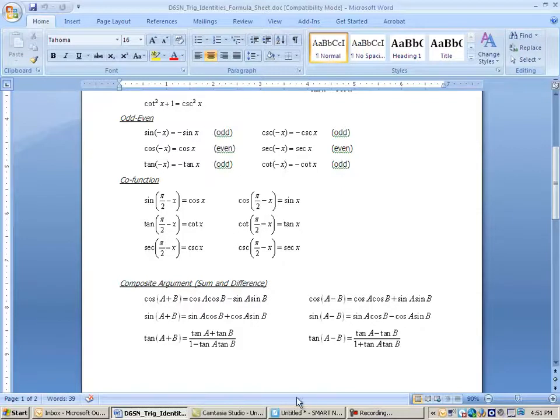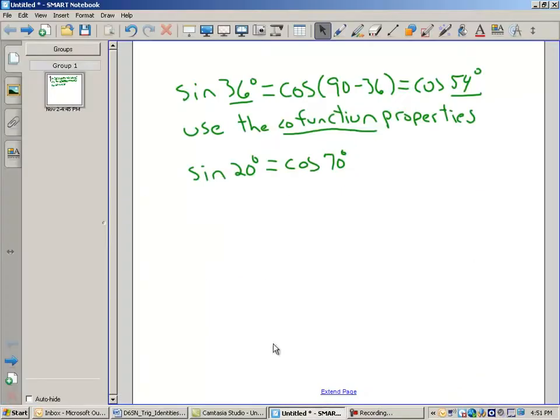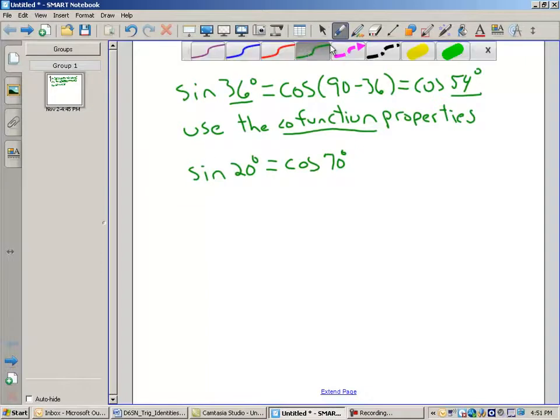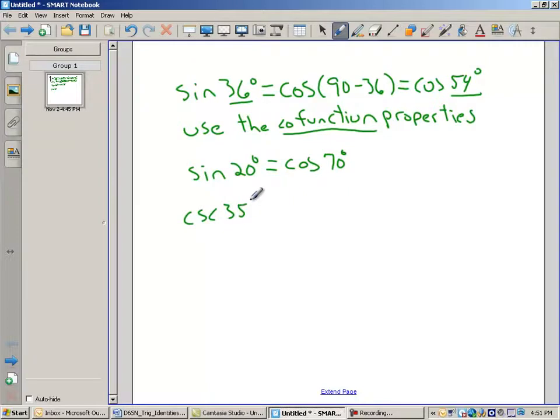We'll still do an example though. How about the cosecant of 35 degrees? What is a cofunction property for that? And that would be the secant of 55, because 55 and 35 is 90. And then the last example is, if I have the tangent of 15 degrees as a cofunction, what would this equal? And that would be the cotangent of 75. So I hope that that's really easy for you to see.